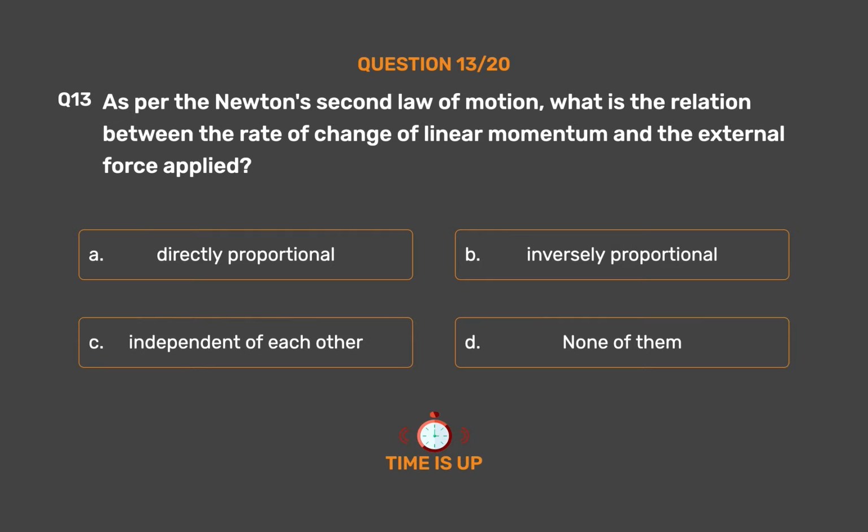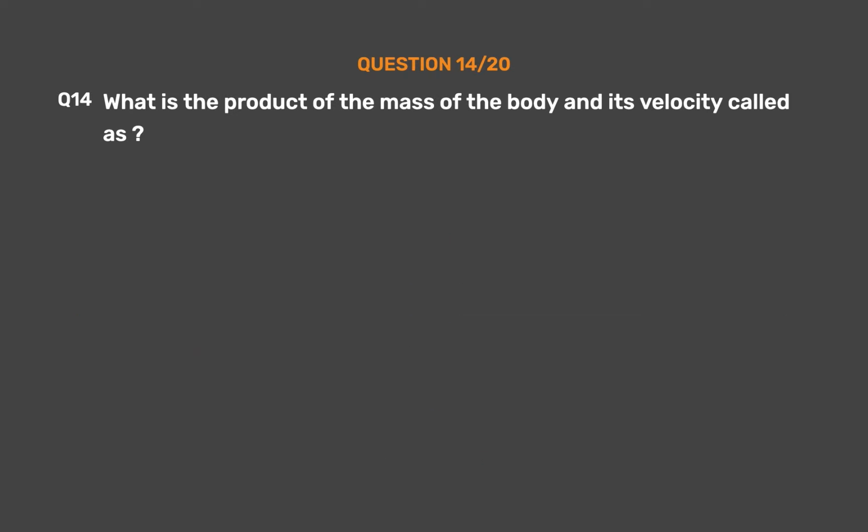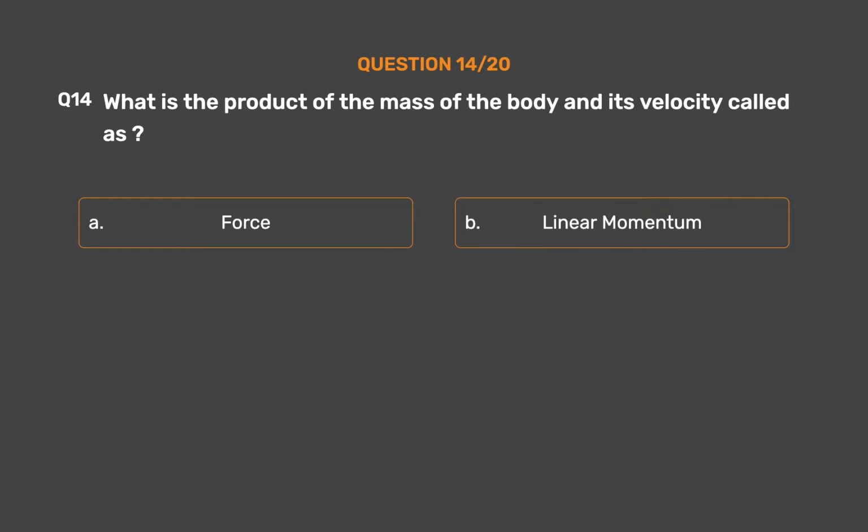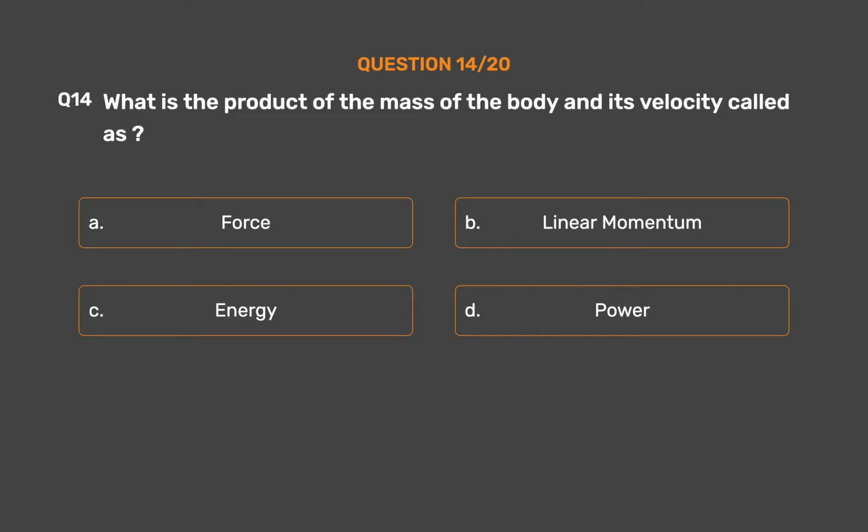The correct answer is option B. Inversely proportional. Question number 14. What is the product of the mass of the body and its velocity called as? Option A. Force. Option B. Linear momentum. Option C. Energy. Option D. Power.